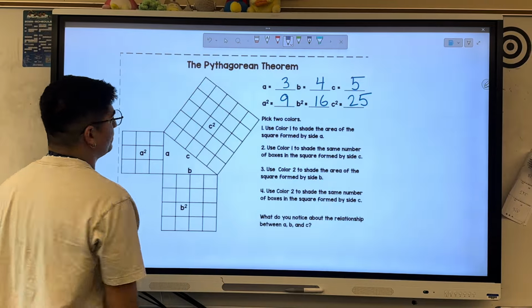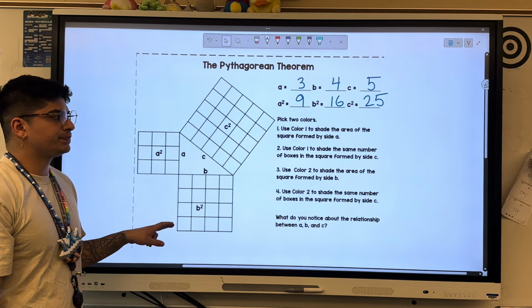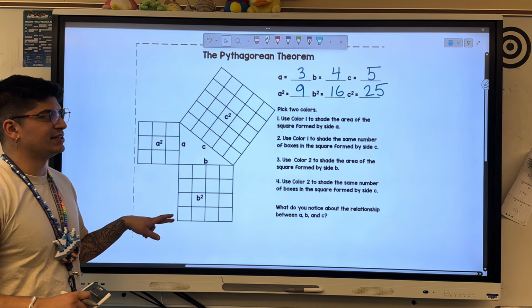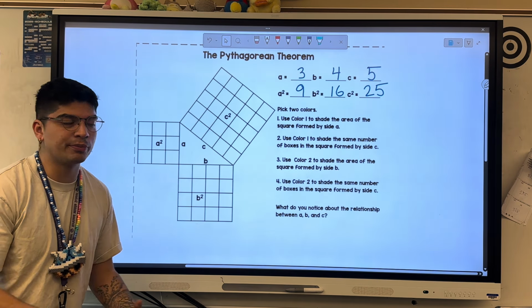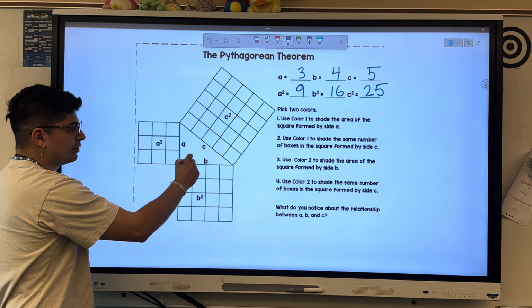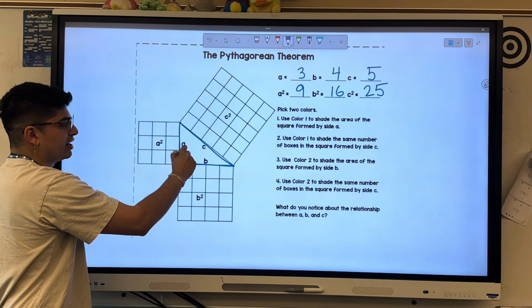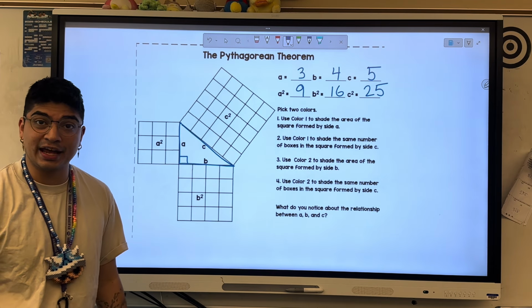What is the Pythagorean theorem? The Pythagorean theorem is a formula, and what I have here is a way of proving that formula. So I have a triangle right here in the middle, right? I'm going to do a little blue on this triangle. And this is a right triangle. A right triangle is a triangle that has a 90-degree angle.